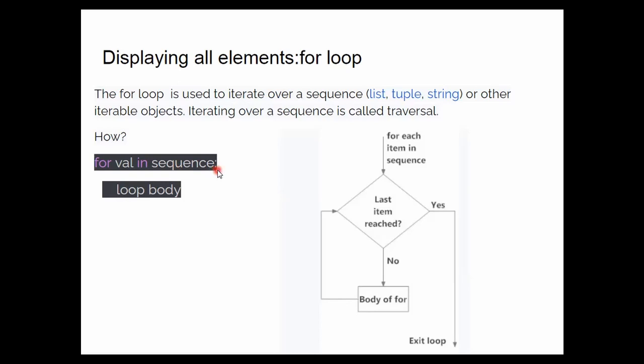If you do not put the colon, it will give an error message. So the syntax is for val in sequence colon, and we leave some space here, which is called an indent. If you do not keep some space here, it will generate an error message. Whatever we write after leaving some space will be treated as the body of your for loop.